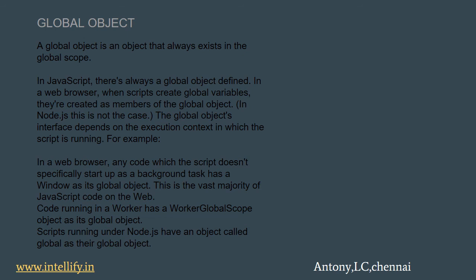The global object interface depends on the execution context in which the script is running. For example, in a web browser, any code which the script doesn't specifically start as a background task has window as its global object. This is the vast majority of JavaScript code on the web. Code running in a worker has a worker global scope object as its global object. Scripts running under Node.js have an object called global as their global object. So this is all about global objects.